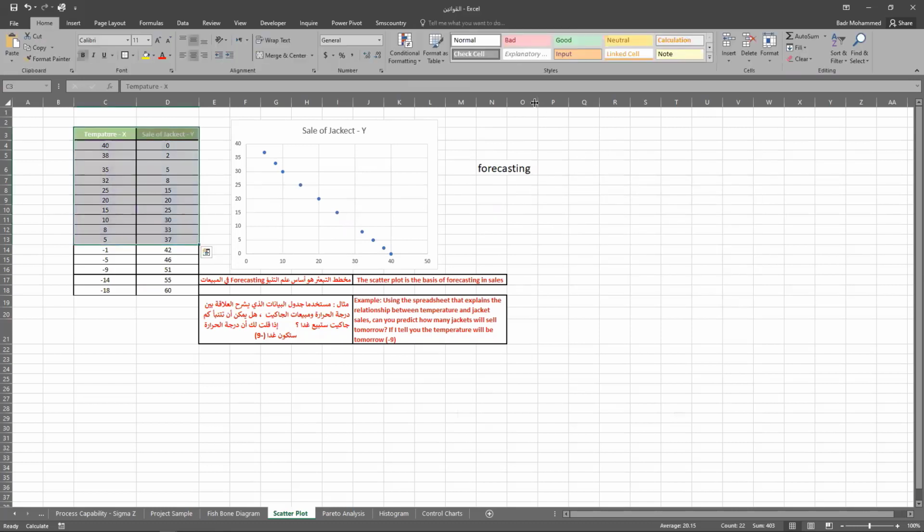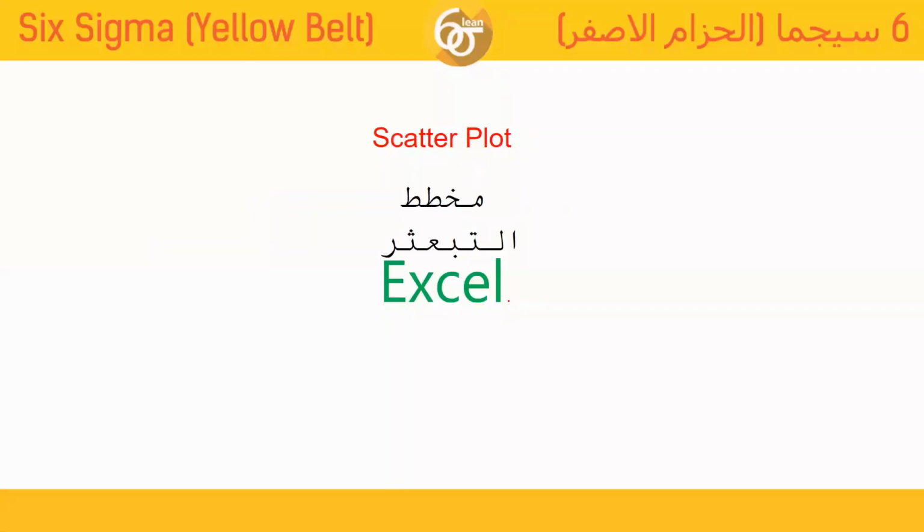The main thing we need to come out from this scatter plot is whether the scatter plot has been used for forecasting in the sales. This is a scatter plot. Okay, guys.